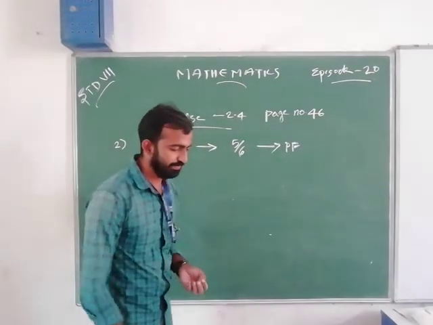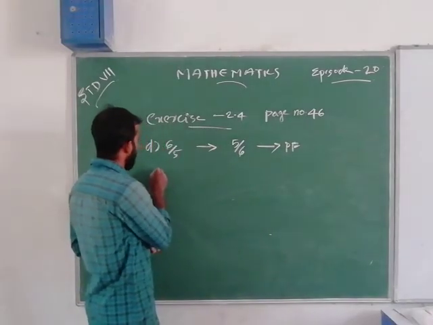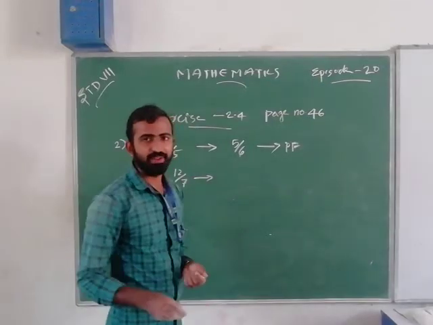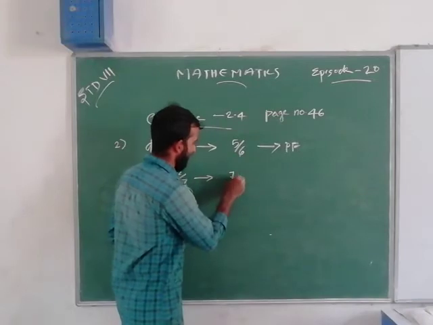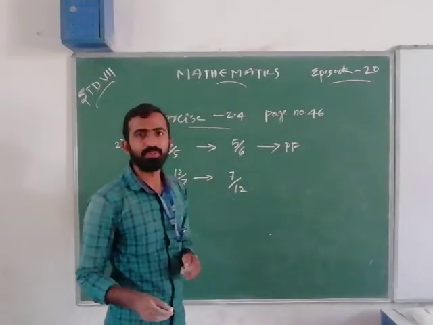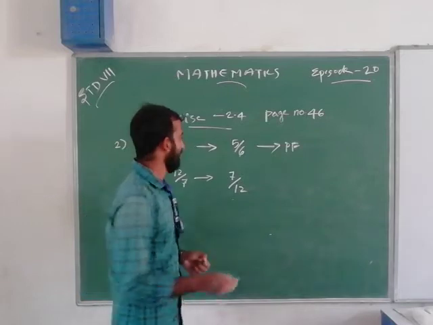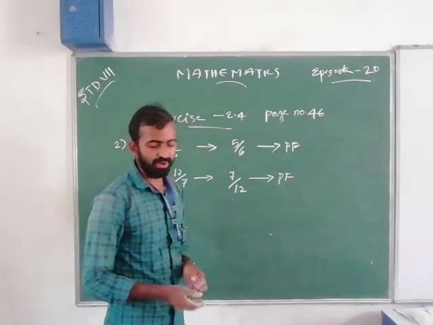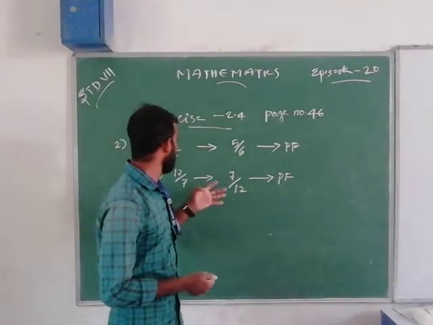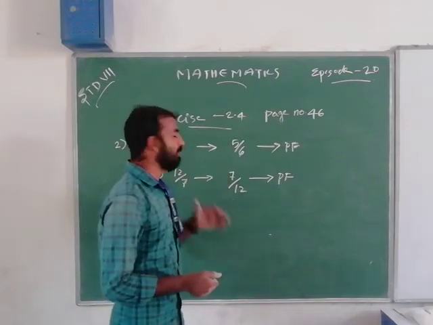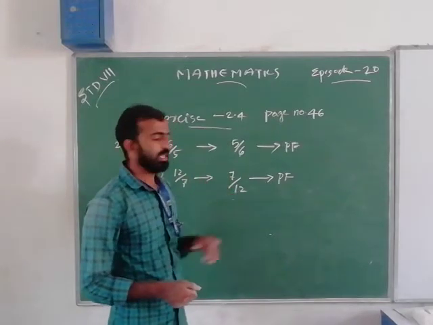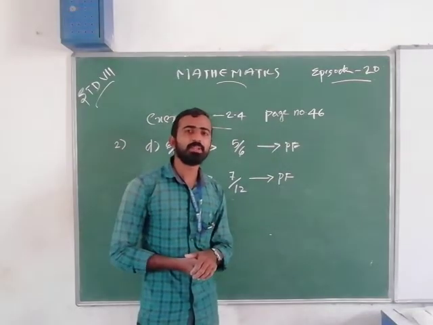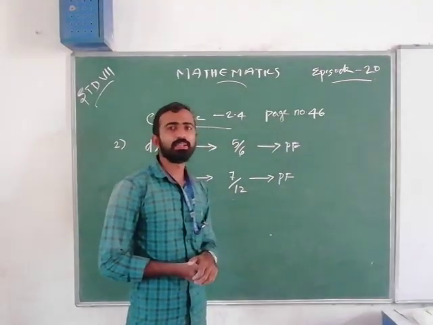And this one is what? 12 by 7. We get 7 by 12. That is also a proper fraction. Is it? Yes. When we take the reciprocal of 12 by 7, we get the answer as 7 by 12. We say 7 by 12 is a proper fraction because the numerator is small and the denominator is bigger.